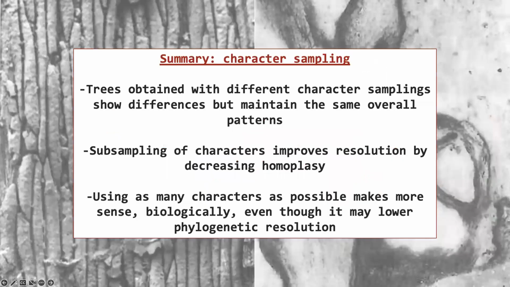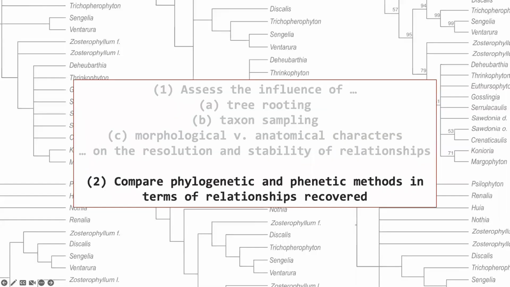And so to summarize this section of our character sampling exploration, we found that, one, trees obtained with different character sampling show differences, but maintain those same overall patterns. Two, subsampling characters improves the resolution of the tree. And three, using as many characters as possible makes more sense biologically, even though it may lower phylogenetic resolution.